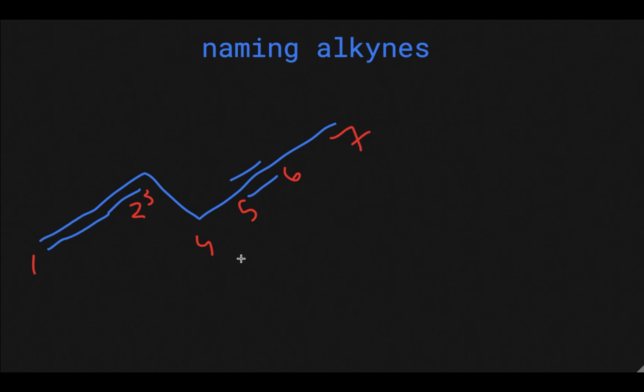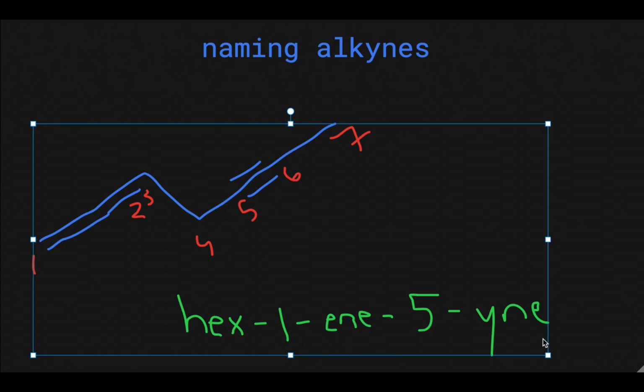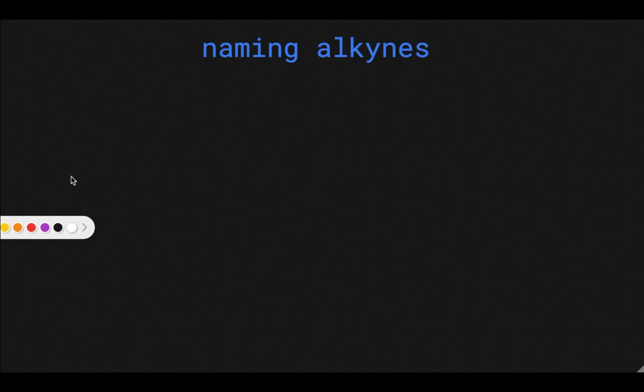When putting this name together, we're going to have the prefix hept, 1-ene. Don't forget to use -ene when there is a double bond, as alkenes have the ending -ene. And then we're going to have a 5-yne. And also, as you may recall from our past videos, we want to put this in alphabetical order, so "ene" is always going to go in front of "yne." Okay, let's move on to our final example.